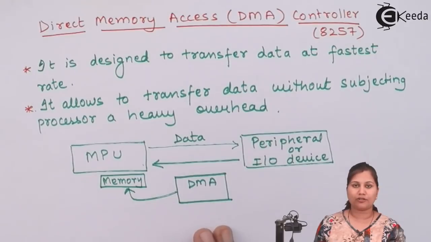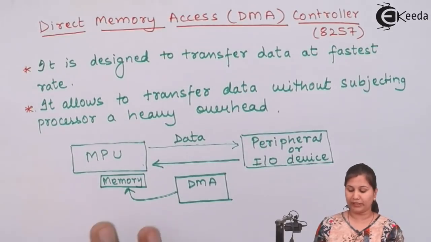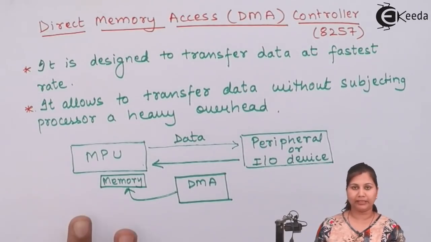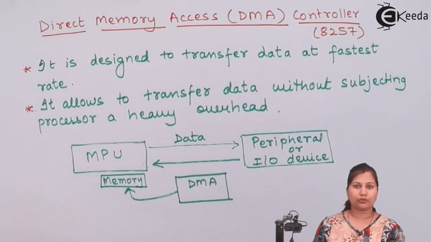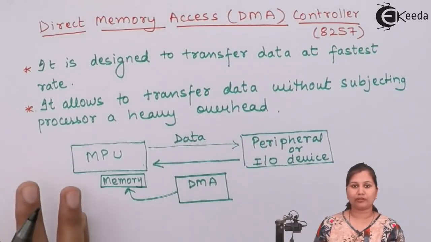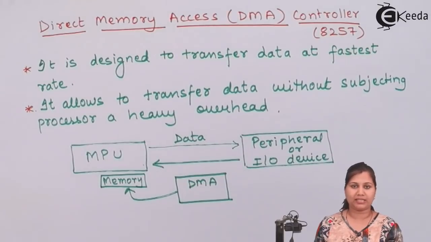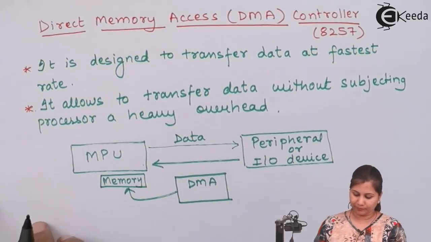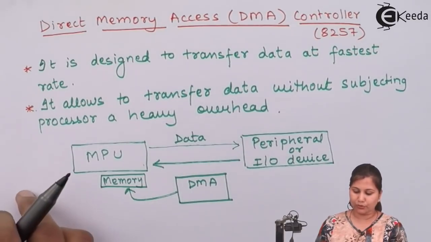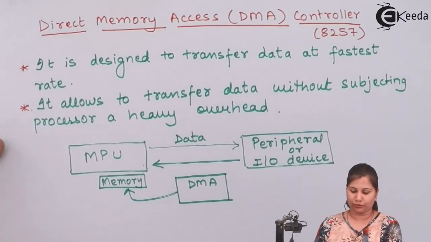So this DMA controller controls the buses and the memory of the microprocessor, and through the control of the buses and memory, it can transfer the data between the microprocessor and peripheral. The microprocessor will be free from this task and it can perform other tasks which are of higher priority. So this is the use of the DMA controller.